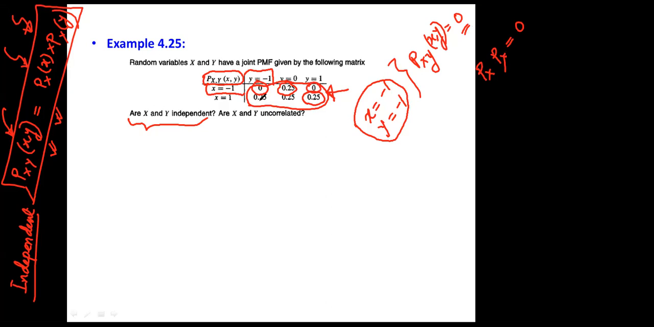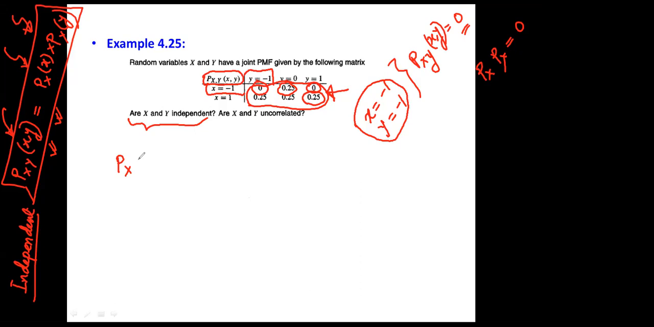If for all the points they follow it, then I can say that this is an independent case, or you can say x and y are independent. But if at any one point we find that they are not equal, then I can say that they are not independent. Okay, then let's find out the px for this particular point.